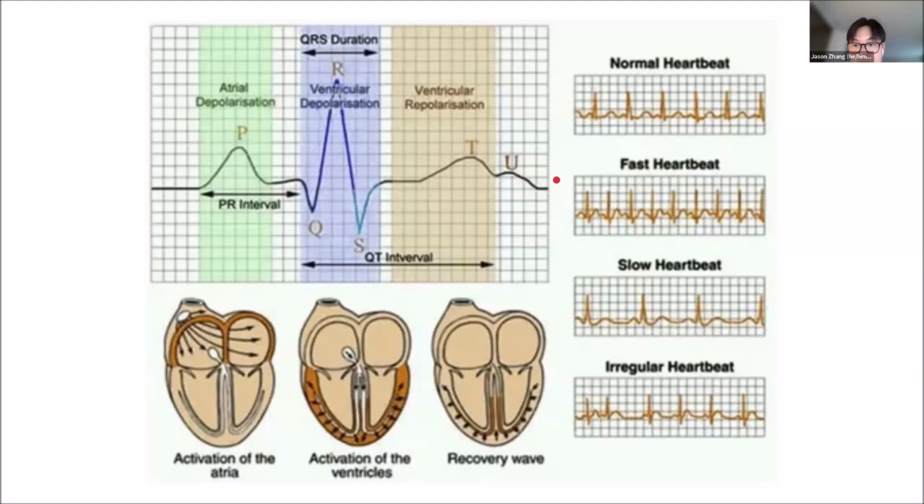Does anyone know what that indicates? Yeah, so I wouldn't expect you to know this, but hypokalemia will present with a U wave after the T. You'll see a little bump there. I think that's the main thing.